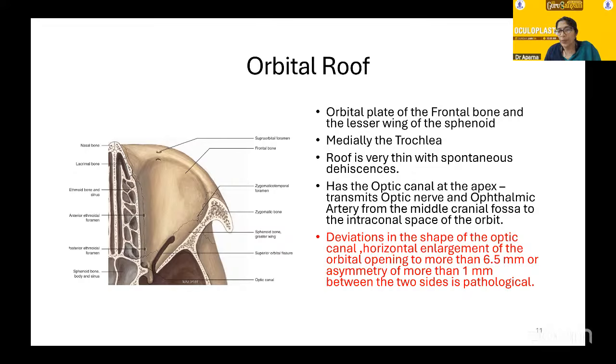The roof has the optic canal at the apex, which transmits the optic nerve and the ophthalmic artery from the middle cranial fossa to the intraconal space of the orbit. Now, deviations in the shape of the optic canal, or its horizontal enlargement to more than 6.5 millimeters, or asymmetry of more than 1 millimeter between the two optic canals at the orbital end can be considered pathological.